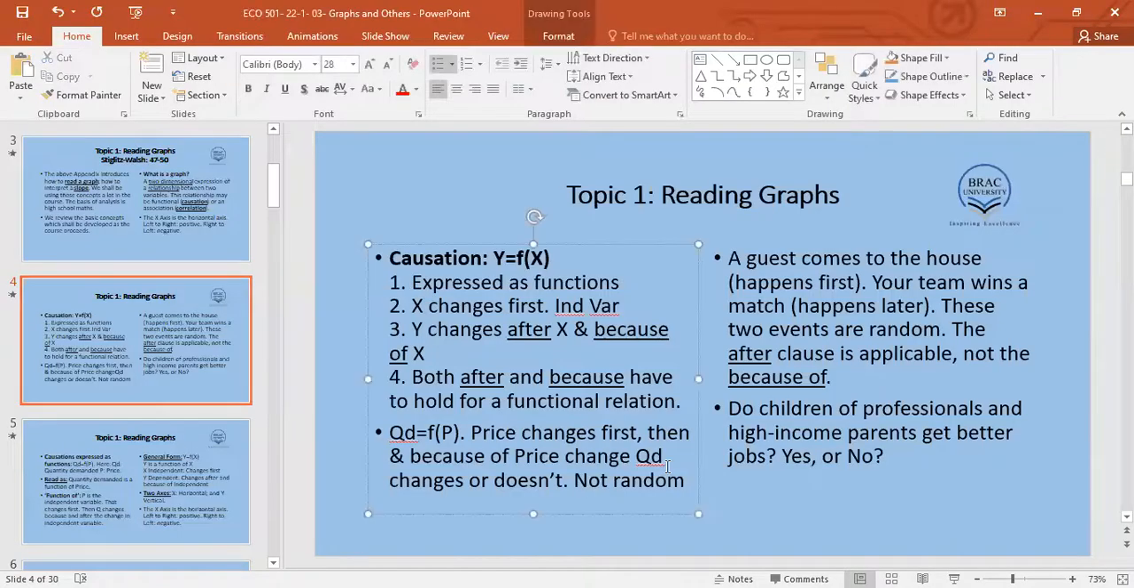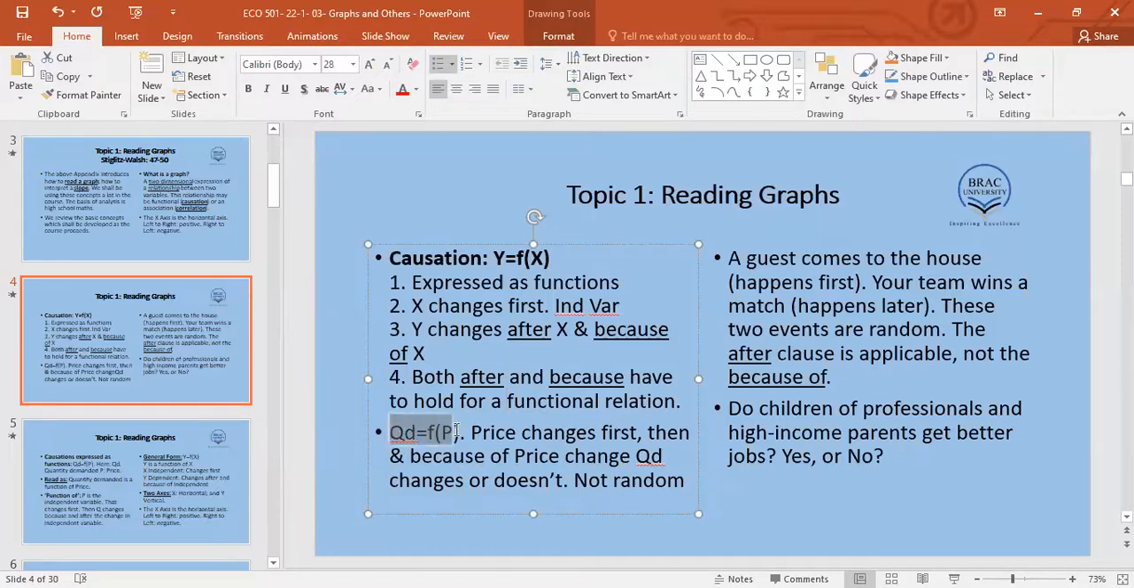These things are quite self-explanatory. When we talk about causation, we write it as y is equal to a function of x. So x, the independent variable, changes first. The two conditions: y changes after x and because of x. Both after and because have to hold for a functional relationship. Otherwise, the two events may be just randomly happening.